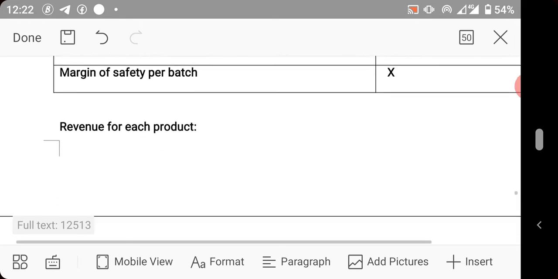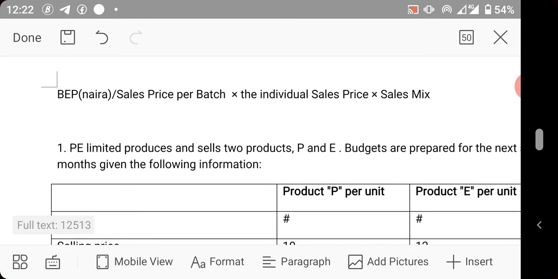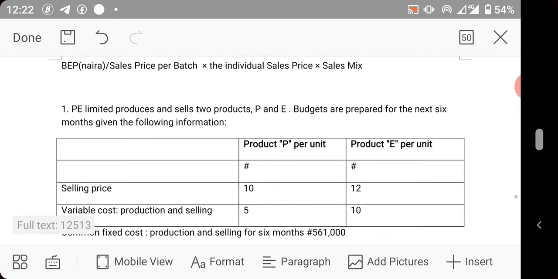Now, revenue for each product. So we have break-even point in naira divided by sales price per batch, times individual sales price, times sales mix. So we're going to look at this. Don't mind the formula. By the time we take a question, you would understand better.